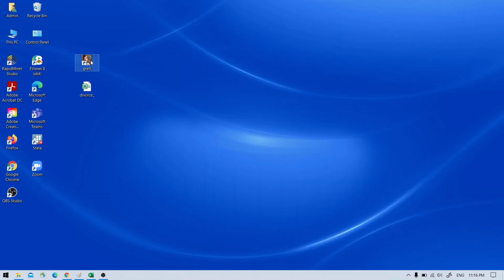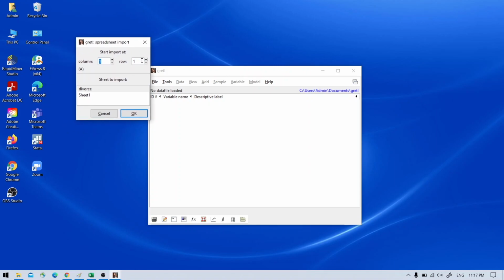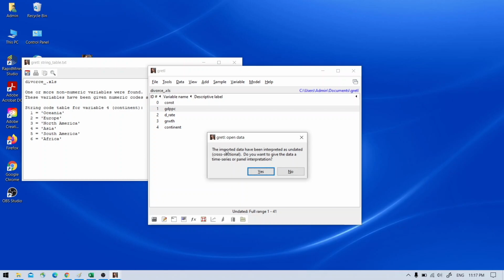Here's the GRETL icon and here's the data. And remember, the data starts from row 10. A quick way to put the data into GRETL is to drag it into the program. It asks you which row the data starts from. It's row 10. And there are two sheets. You're going to use the first sheet, which I named divorce. Say OK. It asks you whether you want to interpret the data as time series or panel data. Right now it's cross-sectional, so you just say no.